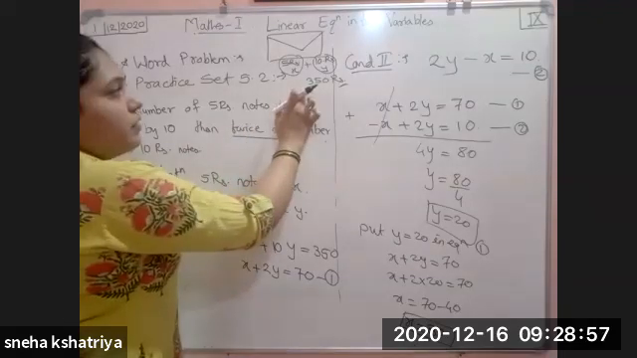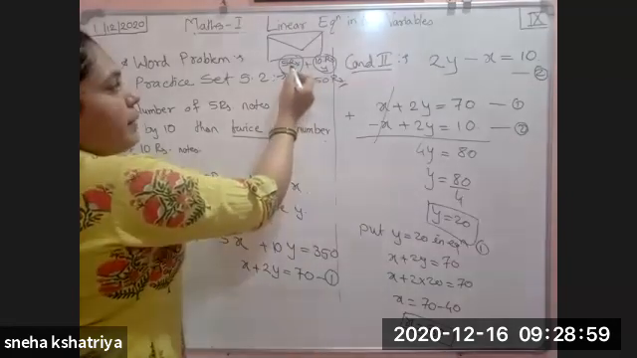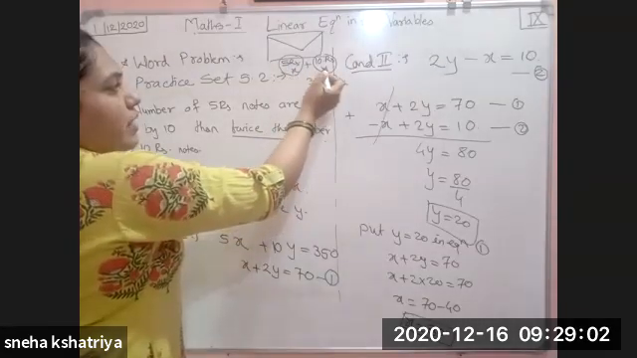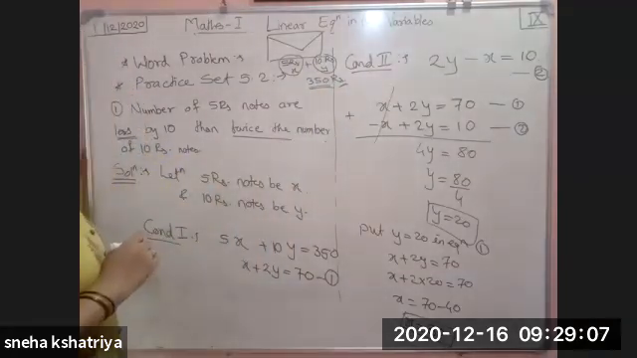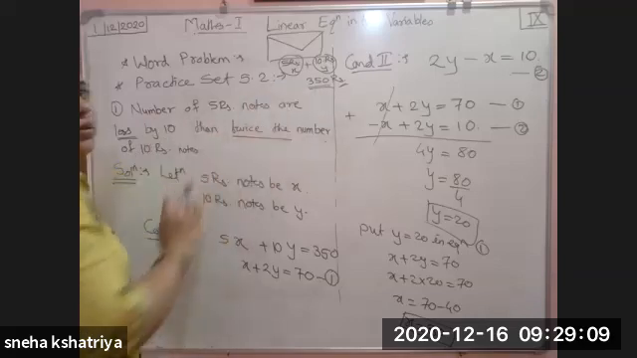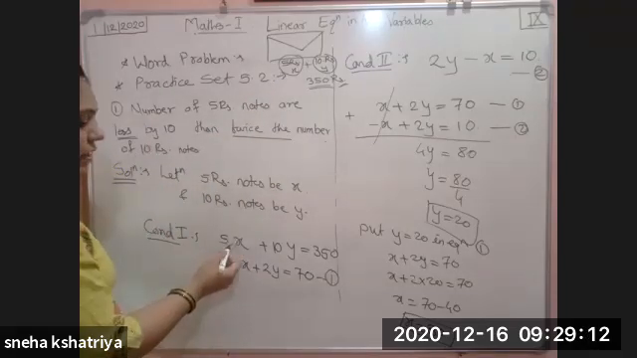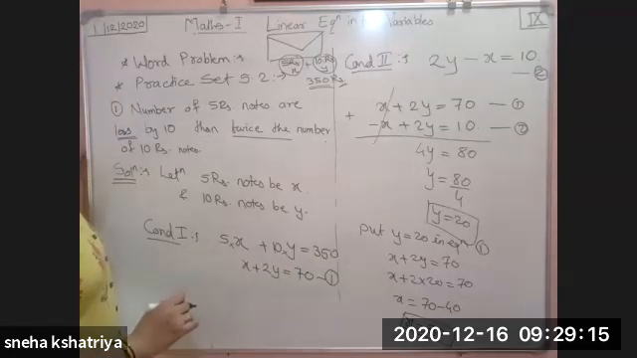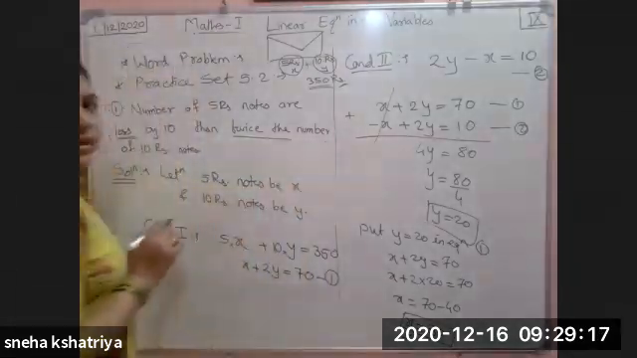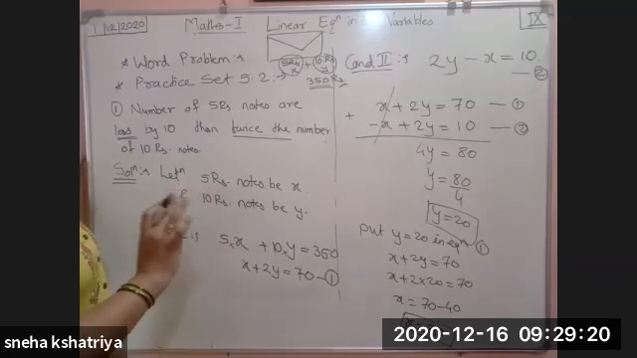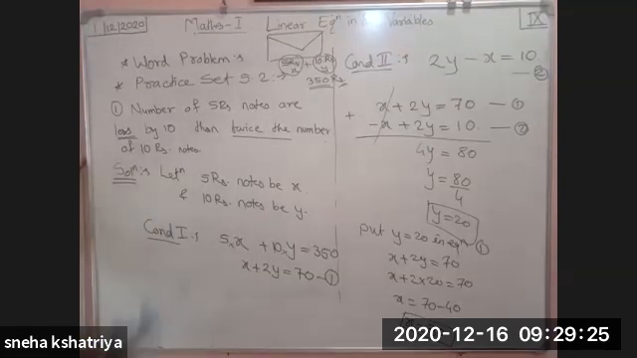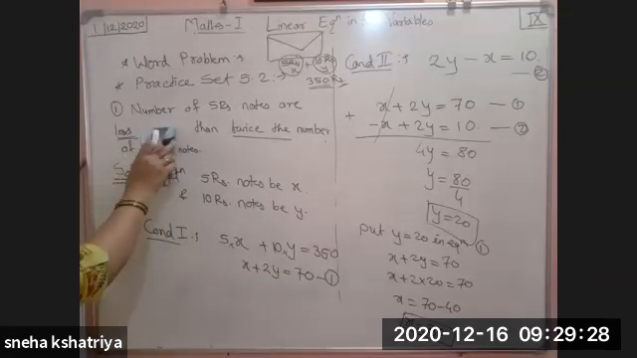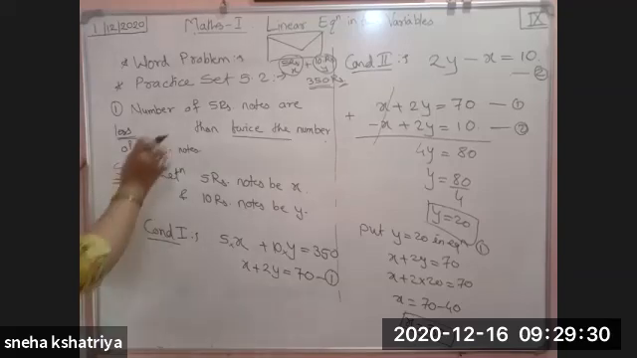But in the first condition, if we multiply x with 5 rupees and y with 10 rupees, then their total amount in the envelope is 350 rupees. That's why we have multiplied here by 5 and here by 10. In the second condition we have not multiplied there. For the time being, don't consider these two numbers.